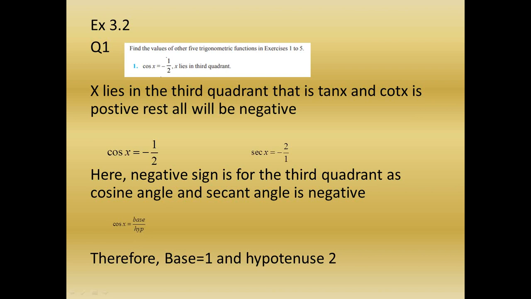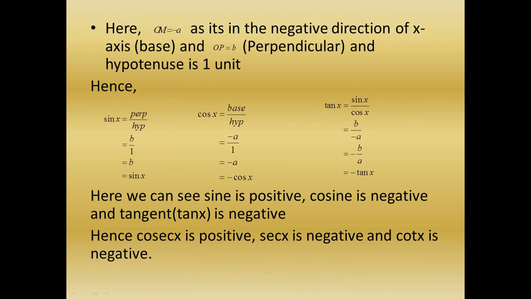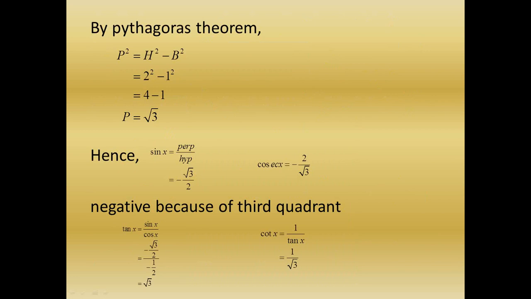Sec is what? The reciprocal of cos. So it is sec x is equal to minus 2 by 1. Here negative sign is for the third quadrant as cosine angle and sec angle is negative. Cos x is equal to base upon hypotenuse. So I know base is what? 1. Hypotenuse is what? 2. So by Pythagoras theorem, can I say p square is equal to h square minus b square? So p comes out to be root 3.